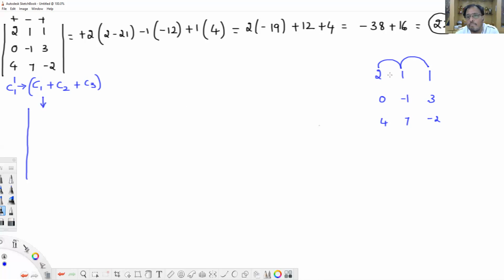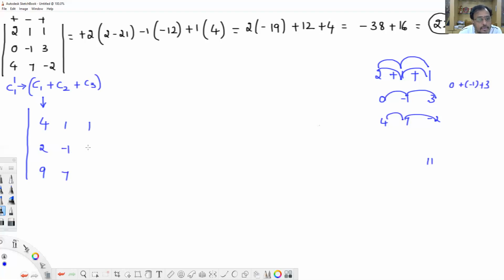Okay. 2 plus 1 plus 1, that is 2 plus 1, 3 plus 1, 4. I'm writing here the column 1 result. Next, 0 plus minus 1 plus 3, that is minus 1 plus 3, 3 minus 1, 2. In column 1 you have to write 2. Next, 4 plus 7, 11. 11 plus minus 2, that is 11 minus 2, 9. Okay. Now the remaining elements are the same: 1, minus 1, 7, 1, 3, minus 2.